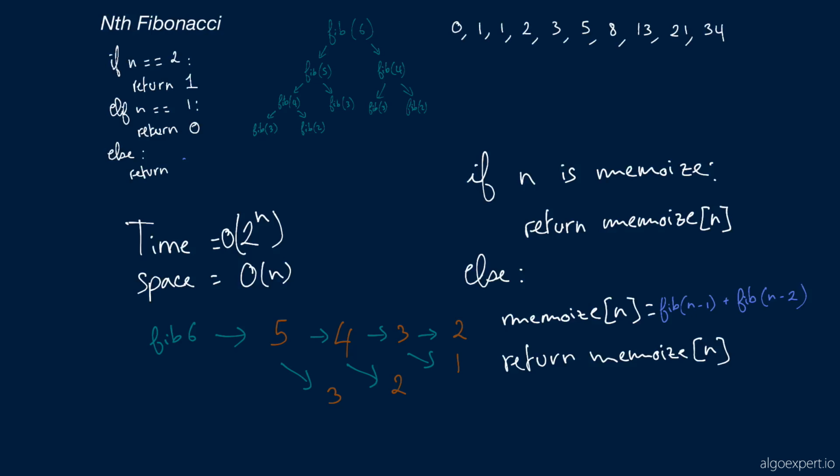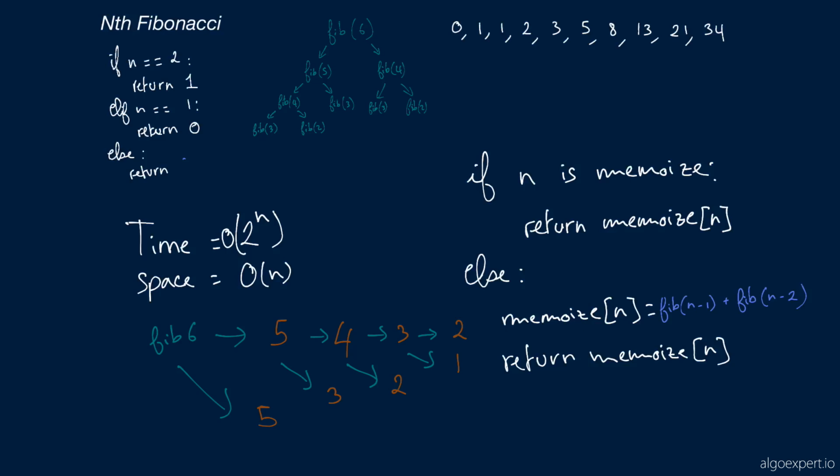And lastly, our fib of 6 now calls fib of 5, but fib of 5 is stored in our hash table because we just calculated it. So we can erase fib of 5 and put it in brown, and this entire part of the Fibonacci tree here is just going to be constant time. We just access it from our hash table.